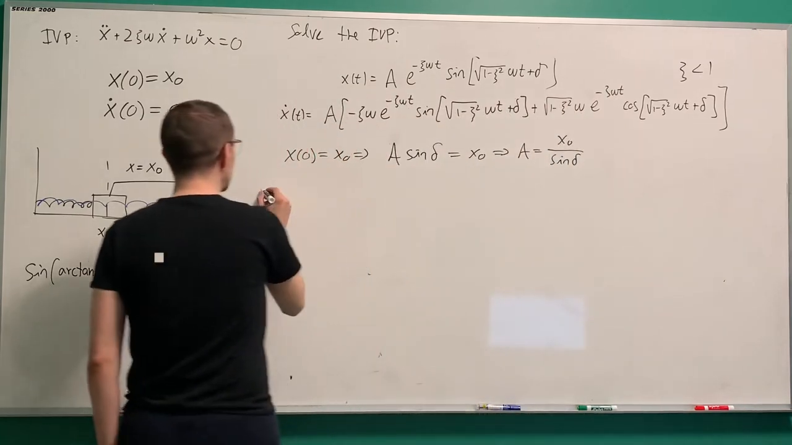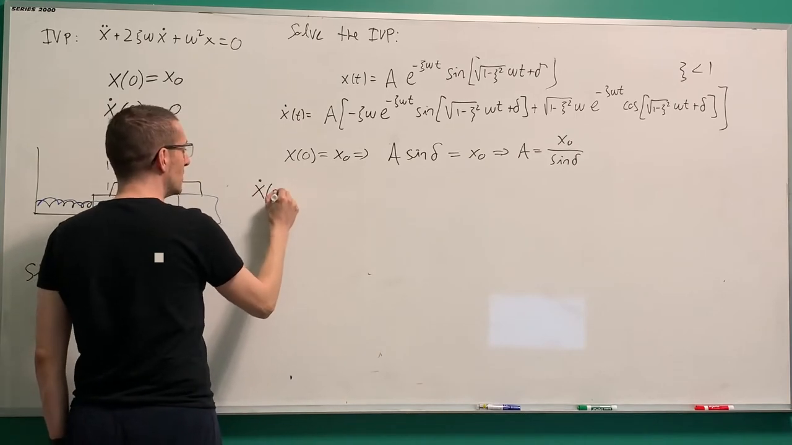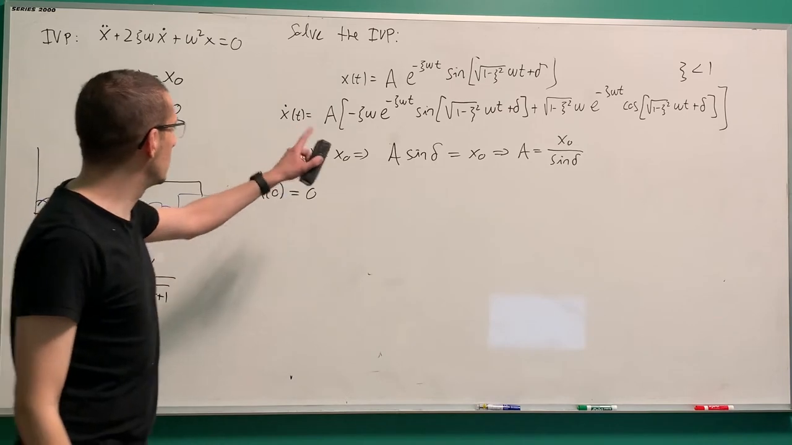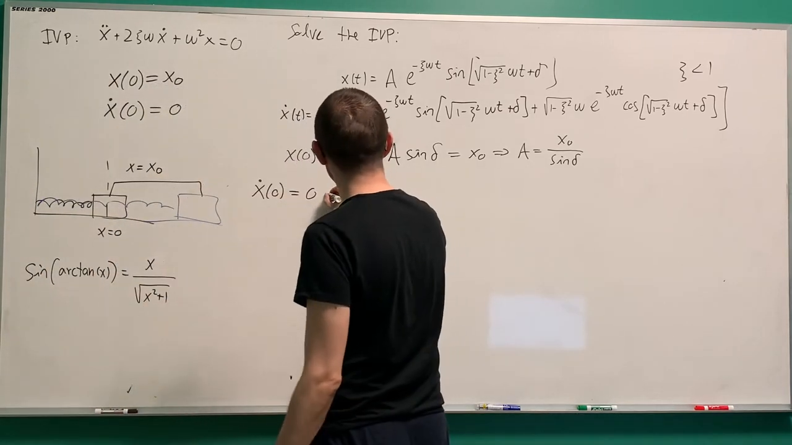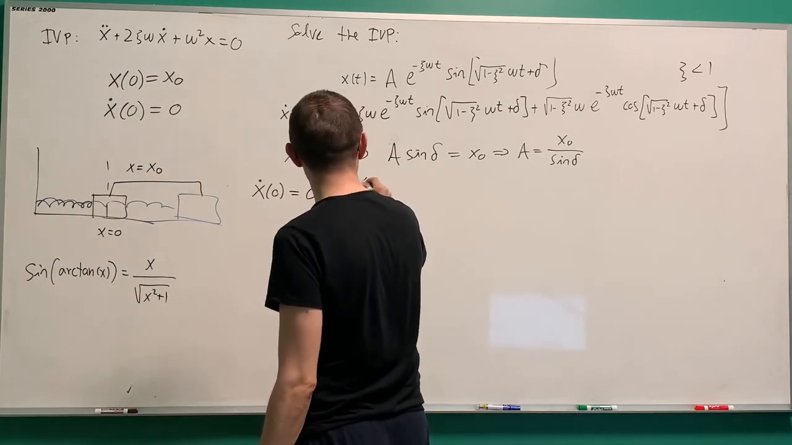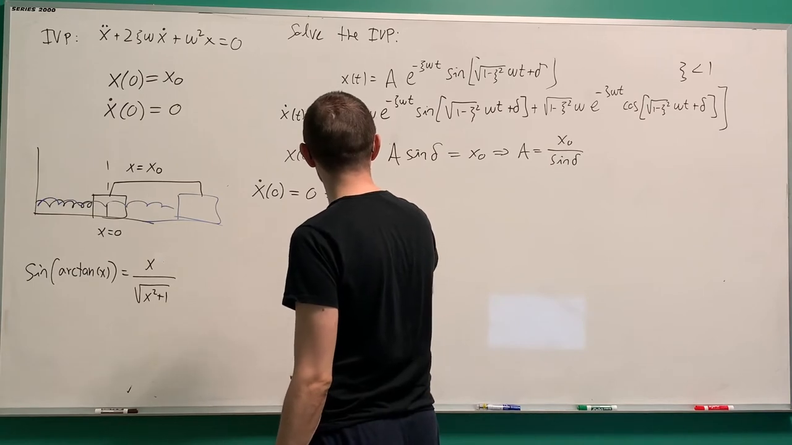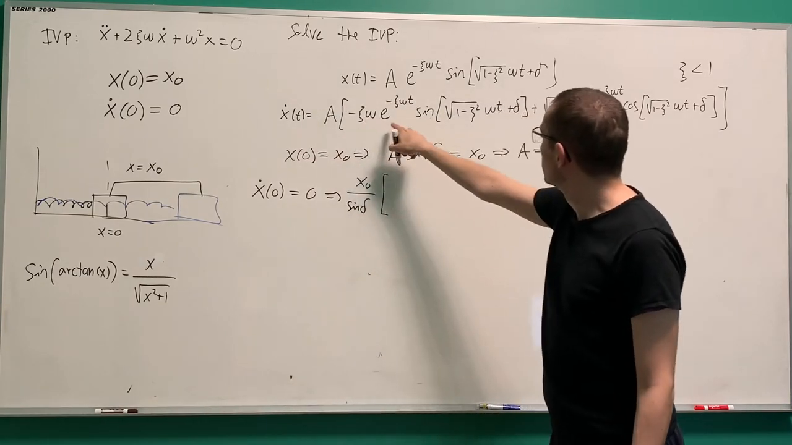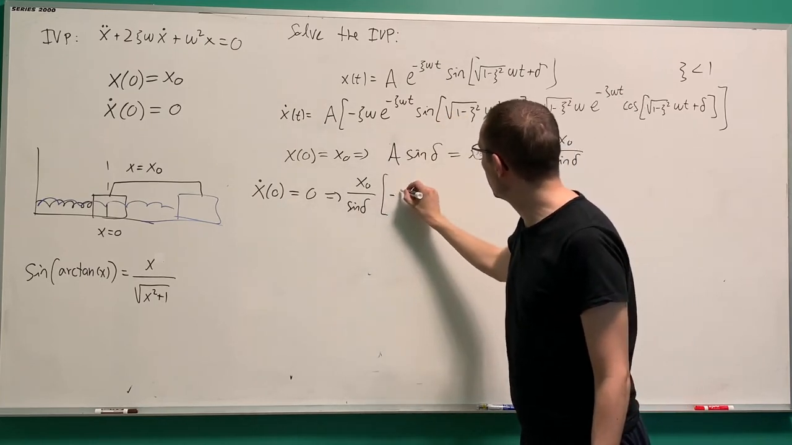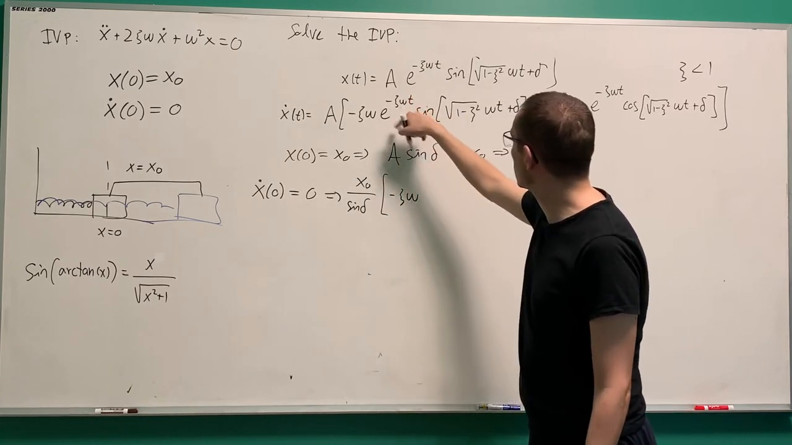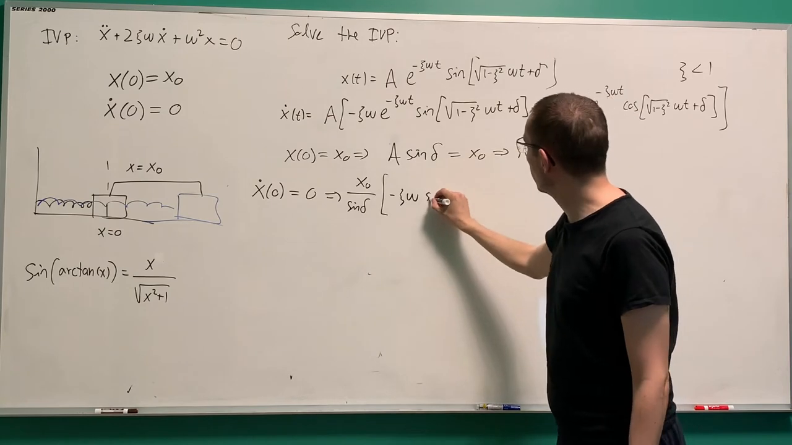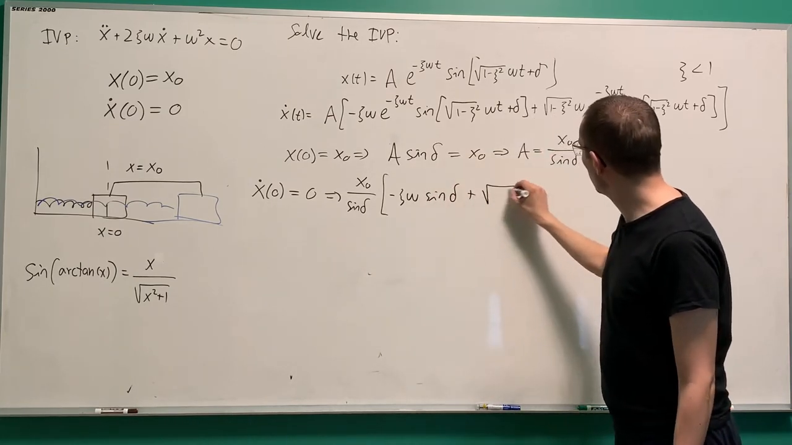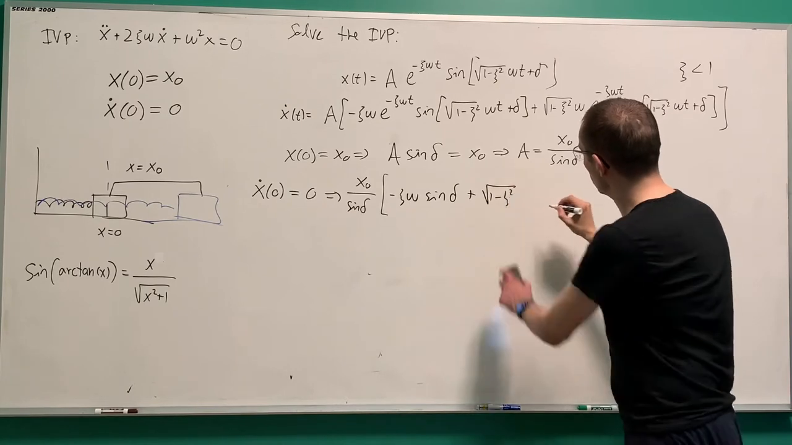All right, now let's impose that x dot of 0 is equal to 0. Now, imposing that, we do, let me substitute A by x0 divided by the sine of delta. So what we do here is substitute. So we get that this is minus xi omega, this is a 1, the sine is only the sine of delta at t equals 0, plus root of 1 minus xi squared. Oh, that's xi.